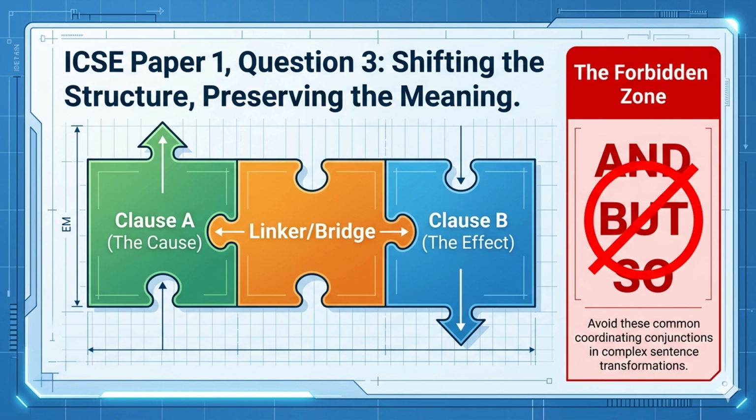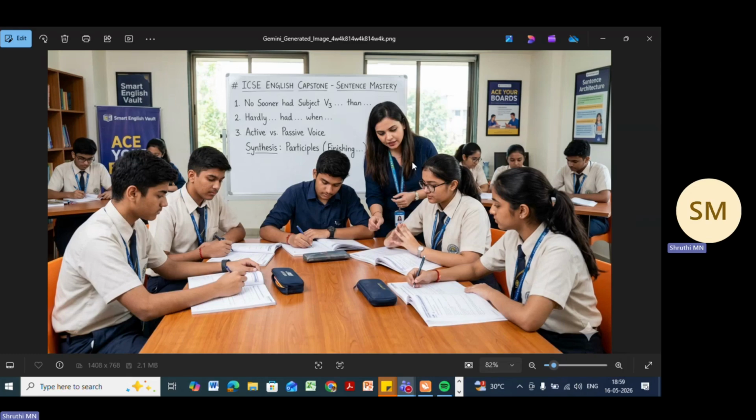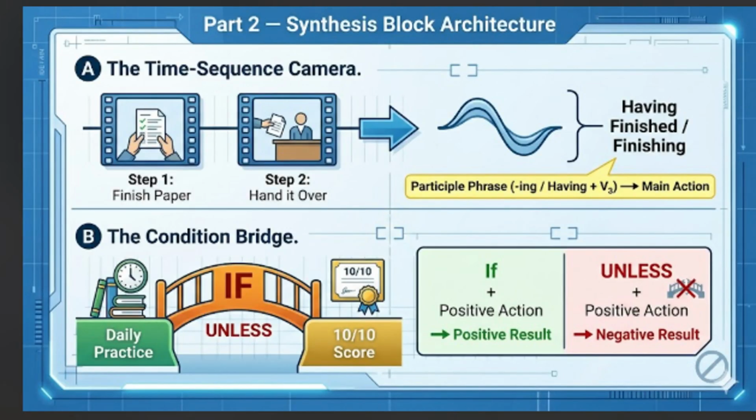Part 1. Synthesis Masterclass: Connecting the Blocks. In the ICSE exam, students are given two distinct sentences and asked to combine them into one clear, cohesive sentence without using and, but, or so. To achieve this, we look at the core logic relationship between the two statements.